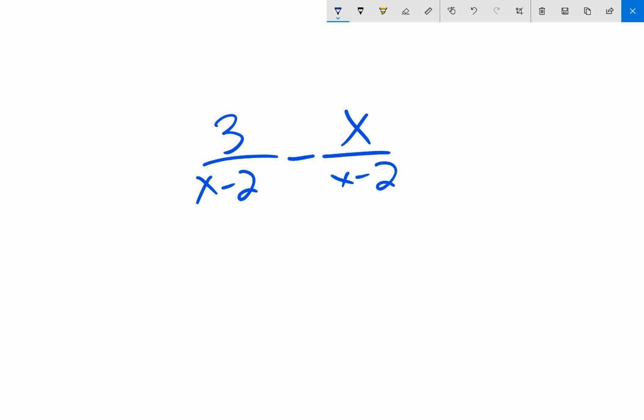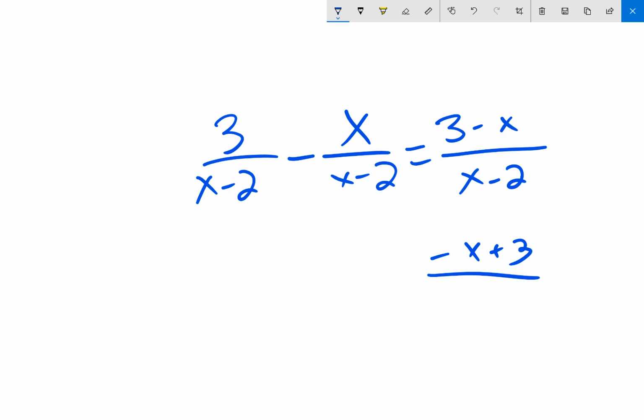Number 7. Number 7 is pretty nice because it's already got common denominators. You notice you're subtracting in this problem. So again, anytime you're adding or subtracting, you have to have a common denominator. And in this case, we already do have that common denominator. We're just going to subtract the top. So 3 minus x. There it is. You could write this as a negative x plus 3 as well. So I don't know what the answer is that you need to use, but one of those will work and you'll be good to go.